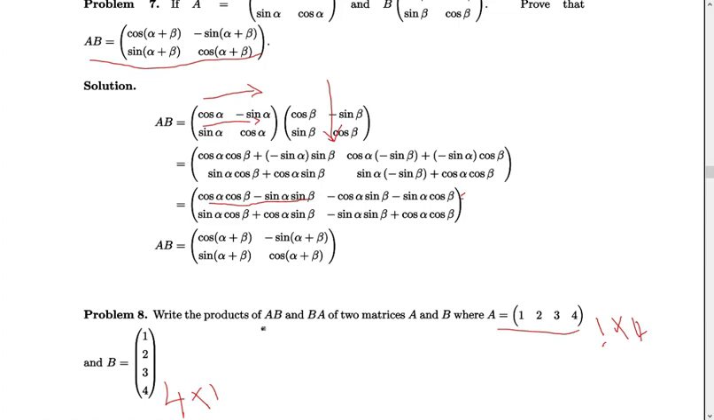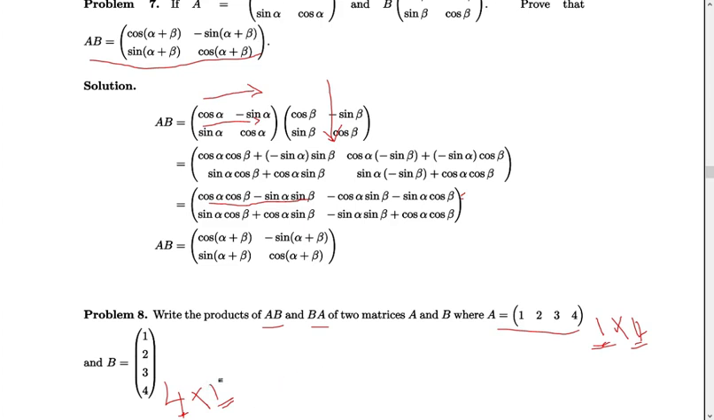We have to find AB and BA. First of all, is it compatible for matrix multiplication? For AB, the number of columns in A must equal the number of rows in B. The number of columns in A is 4, which is equal to the number of rows in B. Yes, matrix multiplication is possible. What about BA? B is the first matrix, a column matrix, and the number of columns in the first matrix is equal to the number of rows in the second matrix. It's also possible.